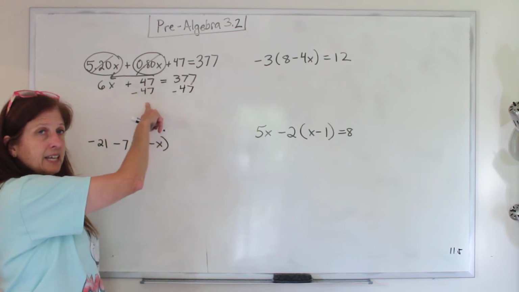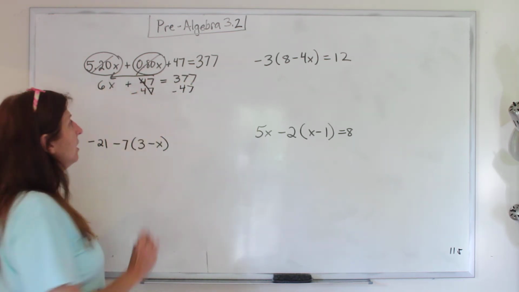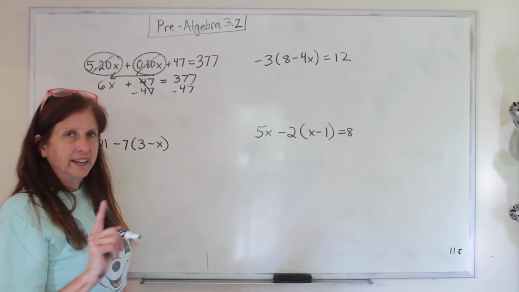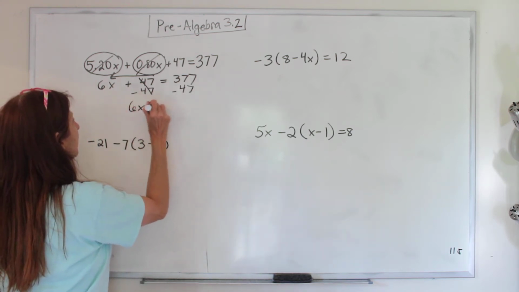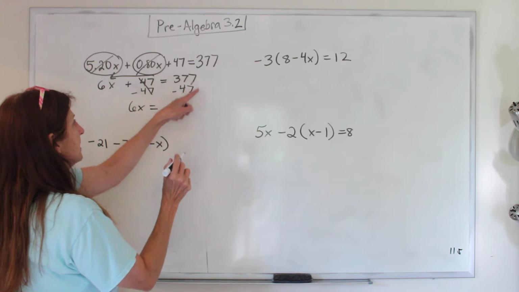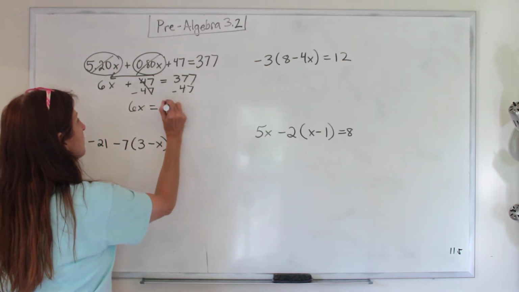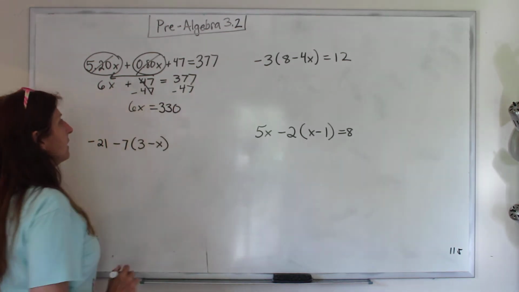What happens to these? I cancel them out. What do I bring down? What I didn't mess with. So 6x and the equal sign. Now I can do this. 7 minus 7 is 0. 7 minus 4 is 3. And there we have it.